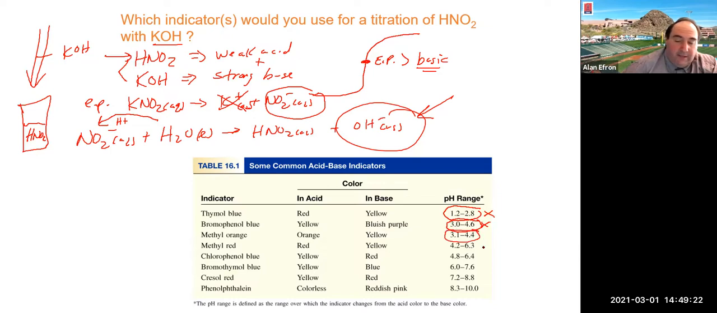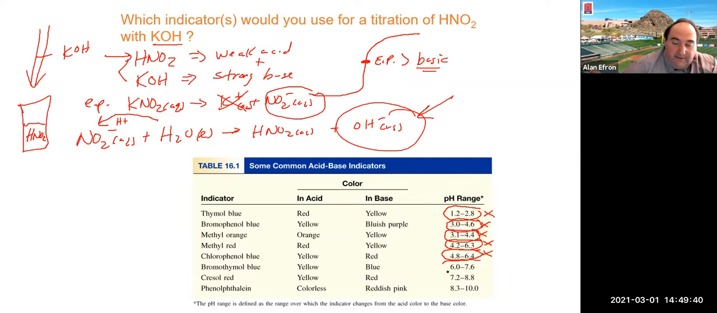This guy will not work either, because that's 6.3. That's less than 7, so that's not basic. This will not work either. Again, you're maxed out in terms of seeing the color change at 6.4. Not going to work very well.